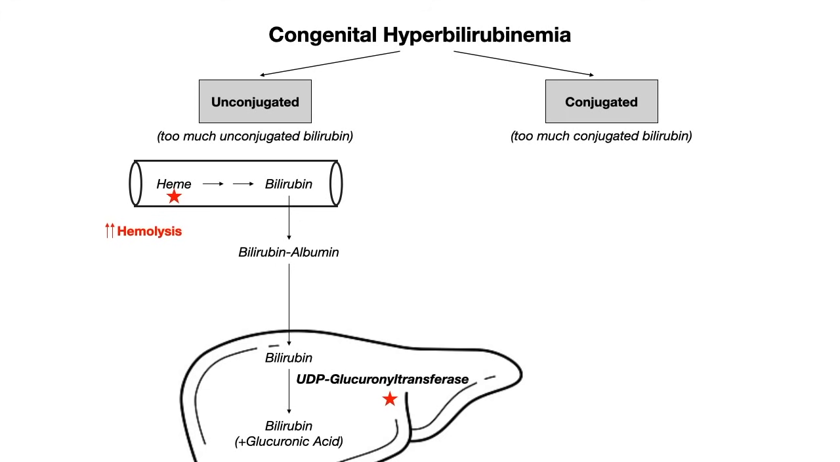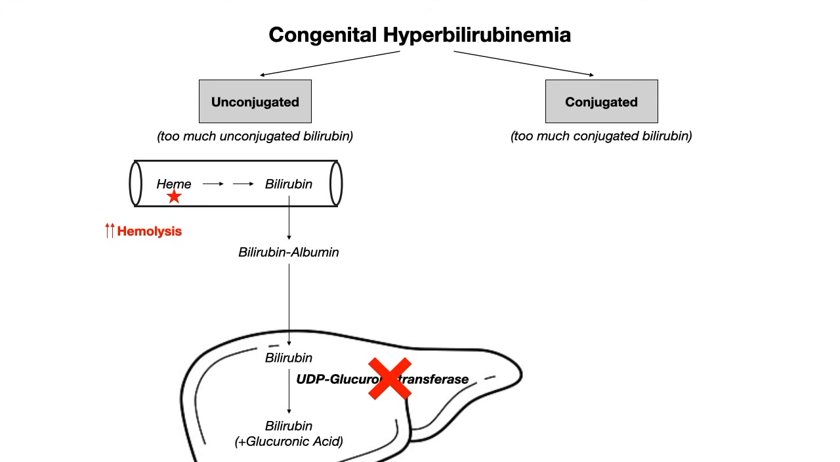bilirubin. The other problem is with the enzyme UDP glucuronosyltransferase, because if you either have a deficiency of or a complete knockout of that enzyme, as you can see on this slide, you're not going to be able to convert the unconjugated bilirubin in the liver to the conjugated form, because the enzyme that's responsible for that reaction is not working properly. And that is the highest yield part of the unconjugated hyperbilirubinemia.